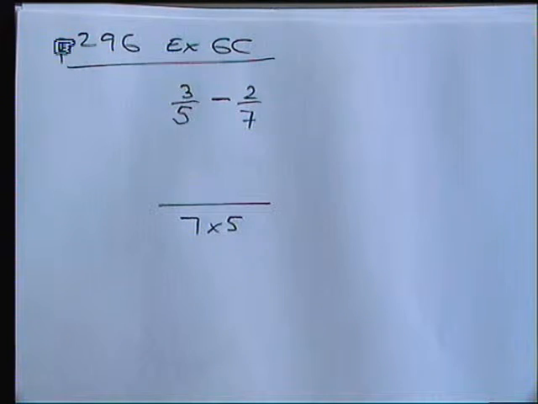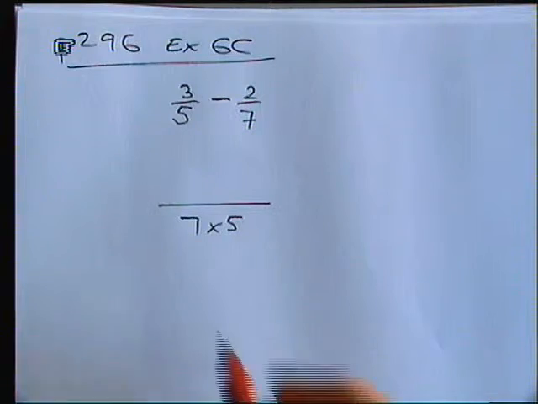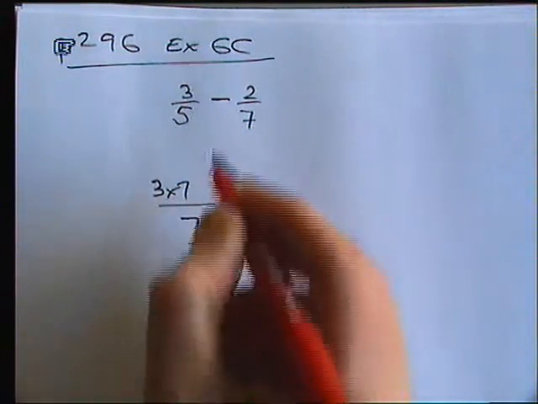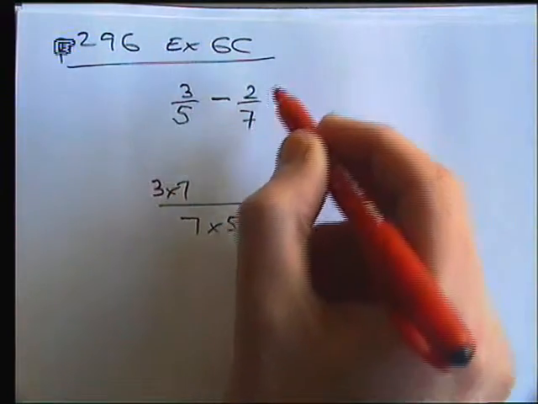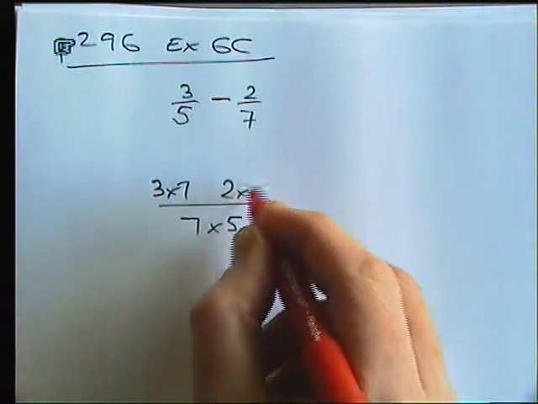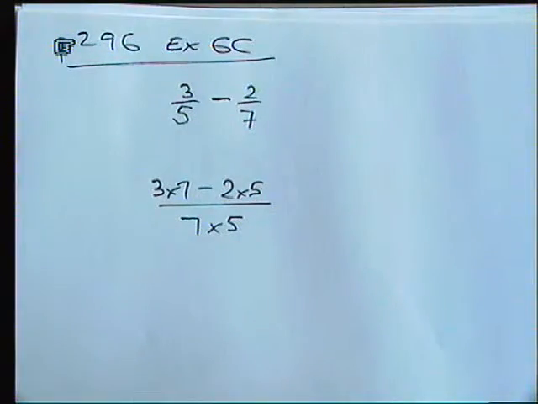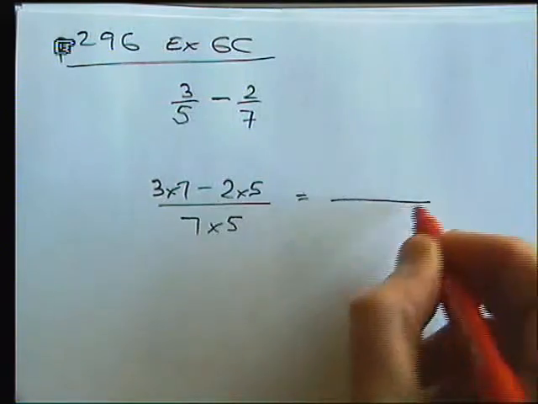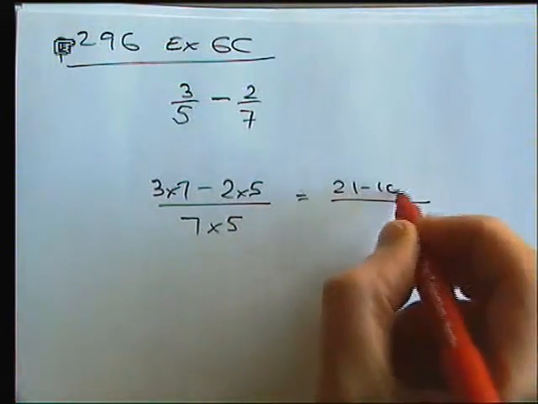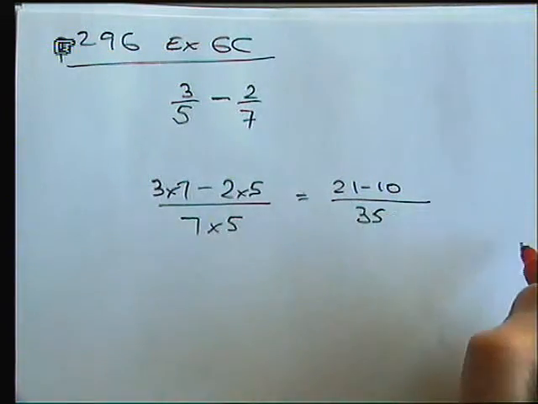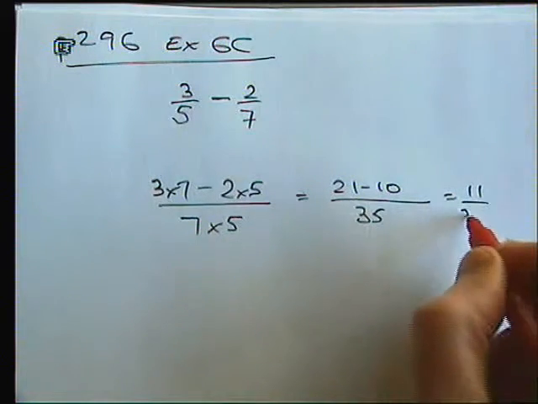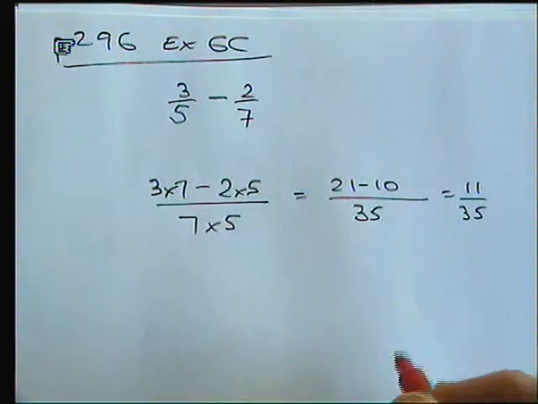Okay, now what do I do, Harry? Then you do 3 times 7 and 2 times 5. 3 times 7, that one times that one, and then this one times by that one. Stick a minus sign in there. So on the top I've got 21, take away 10. On the bottom I've got 35. That's 11 over 35.